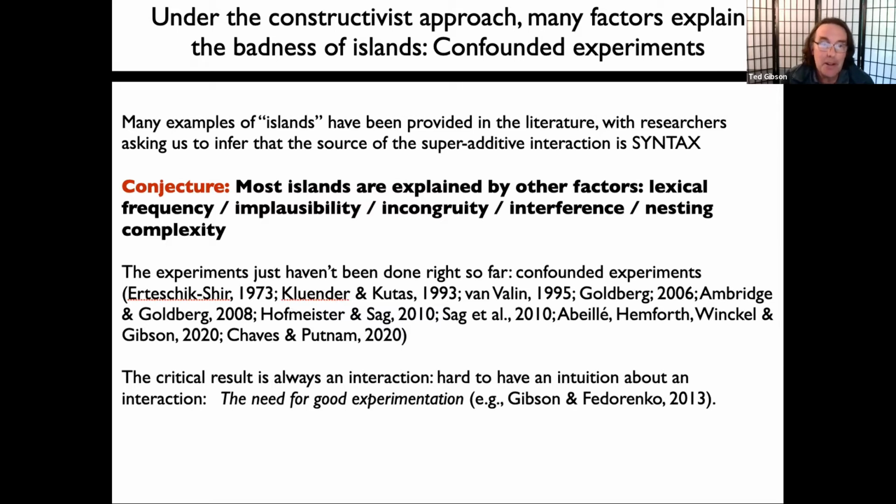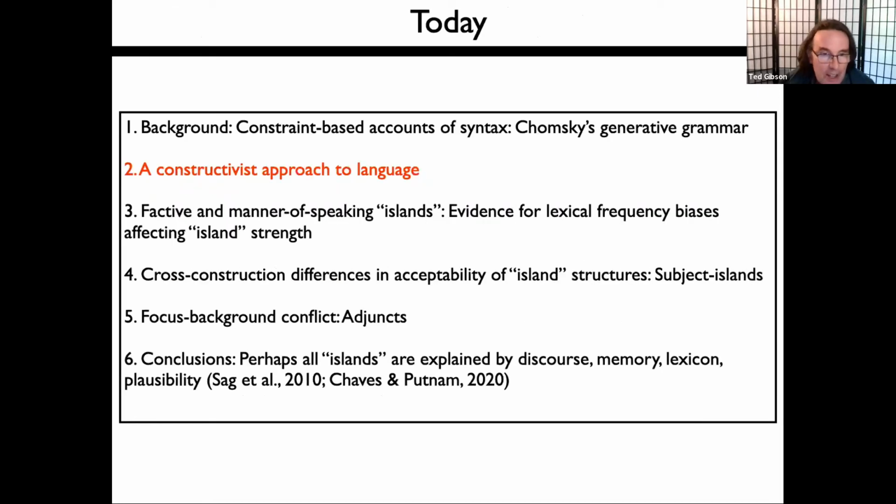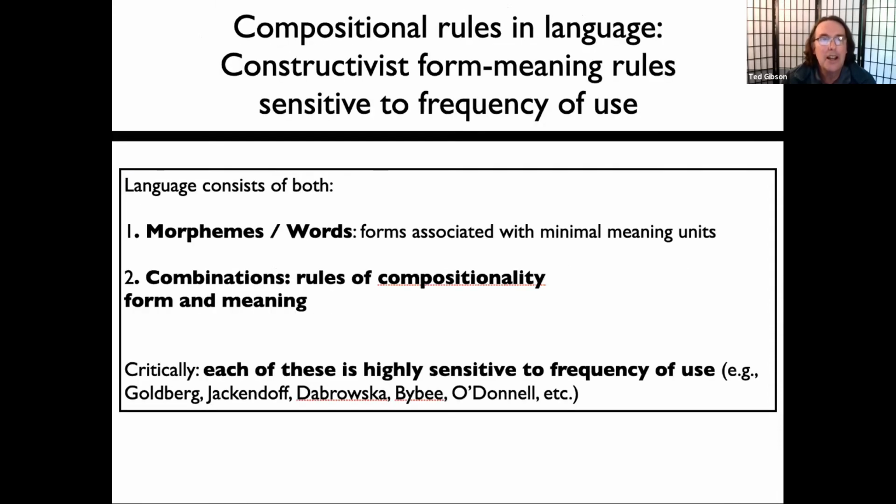Okay, so we need to do the experiments, and then we need to try to understand what the confounds are, if there are confounds, to see what things are controlled, and try to explain what those interactions are. Okay, so now let's move to the constructivist approach to language. It's very, very rough, what I'm going to say here.